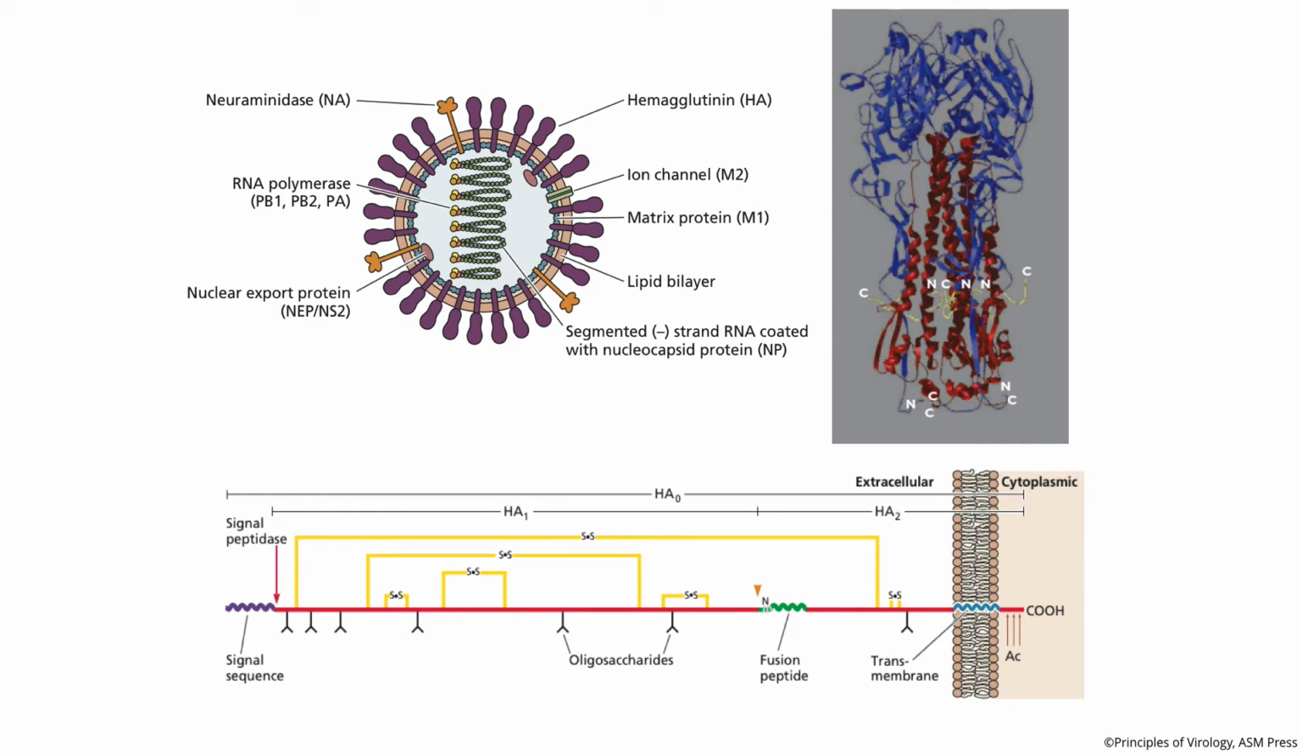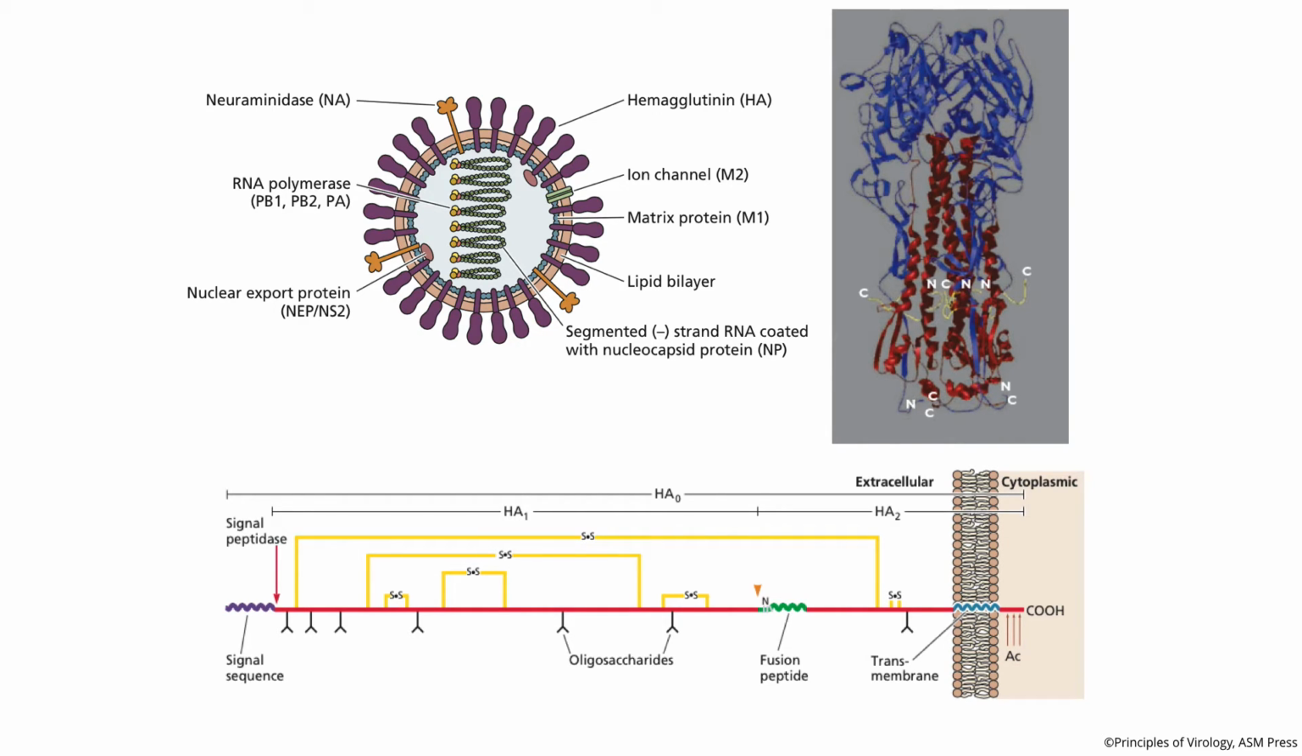The hemagglutinin of the virus, the HA, and the neuraminidase. And there are also a couple of other important proteins in here. One of them is an ion channel called M2. We'll talk about that. We've actually talked a little bit about that during entry. We'll talk about it more later. All right, so these are glycoproteins embedded in the virus particle.